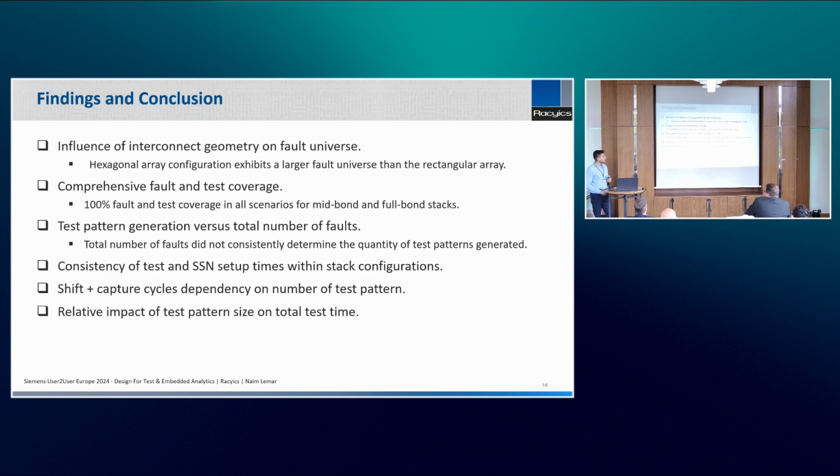And we already saw the consistency of the test and SSN setup times, which remain the same in each configuration, and the shift and capture cycles' dependency on the number of test patterns. When the number of test patterns grows, the shift and capture cycles also grow. We can see in the next slide the relative impact of the test patterns.